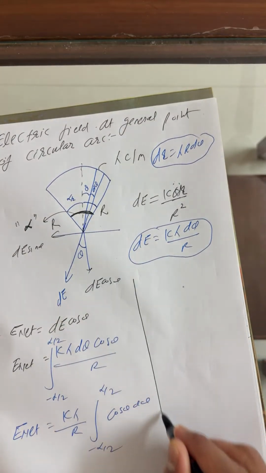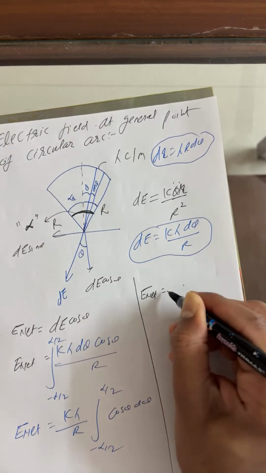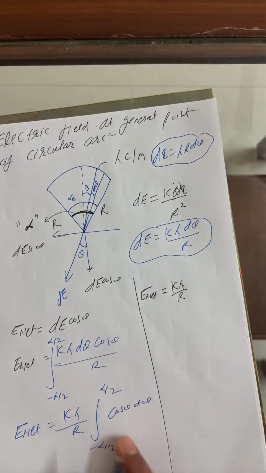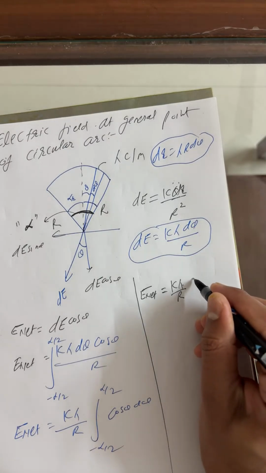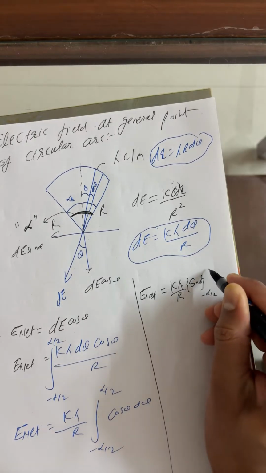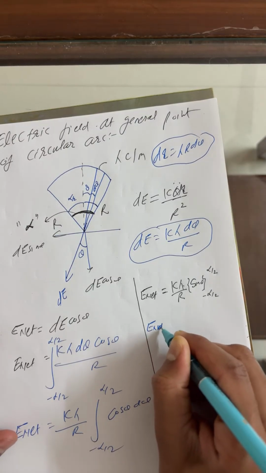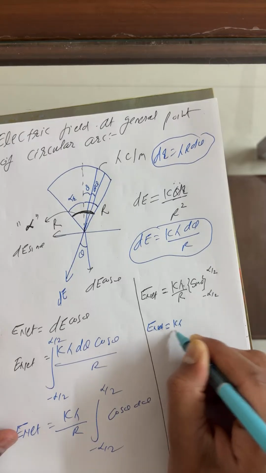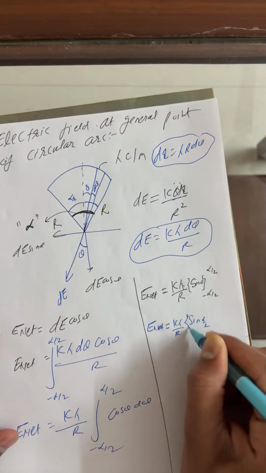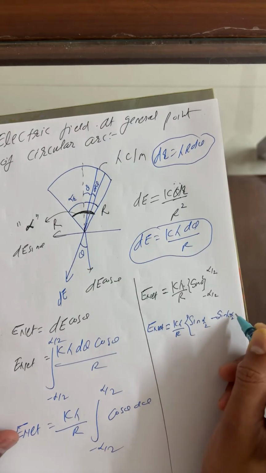Finally, you can just solve for the electric field: K lambda by r, integration of cos is sin theta. So you can write sin theta from minus alpha by 2 to alpha by 2. Upper limit minus lower limit: K lambda by r, sine of alpha by 2 minus sine of minus alpha by 2.